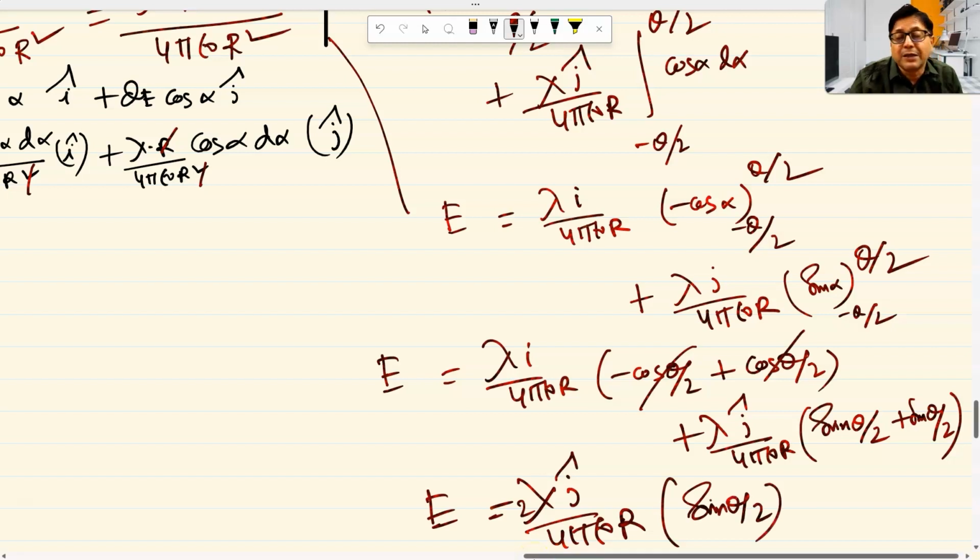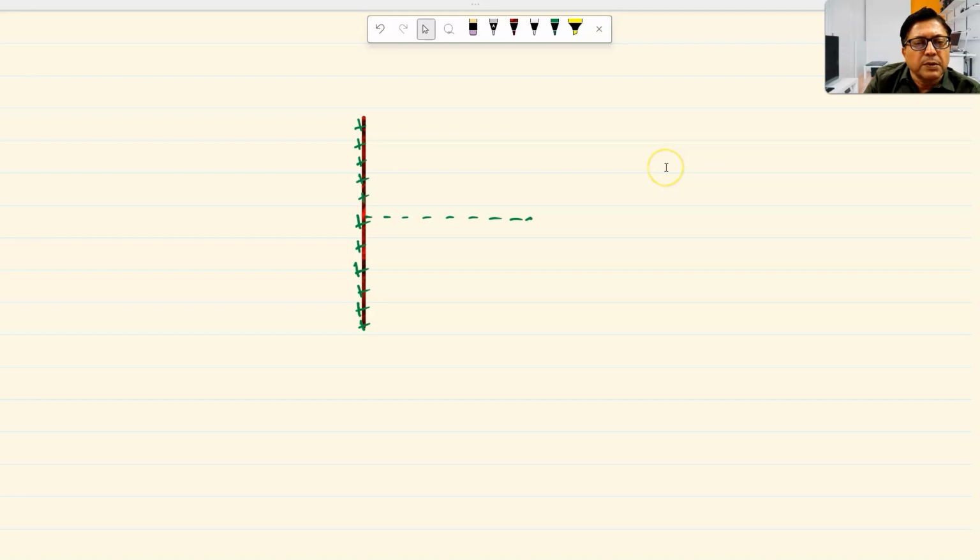You can keep your answer this way. So I hope you have understood this. This one is a bit problematic, but once you start practicing the sums I am doing here, it will be convenient for you.